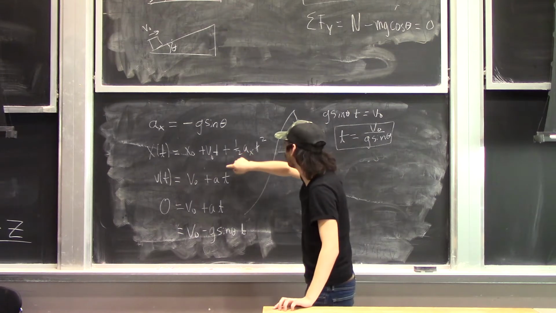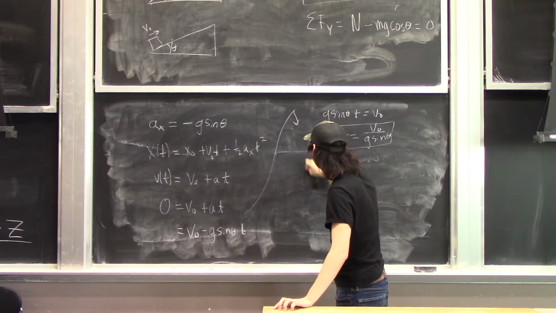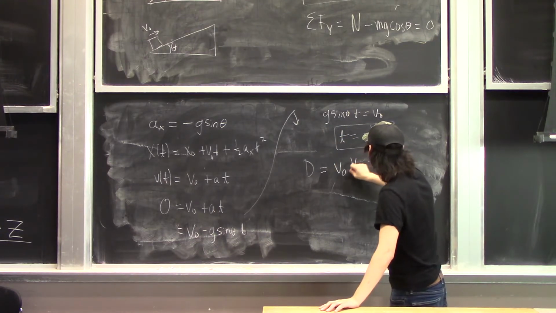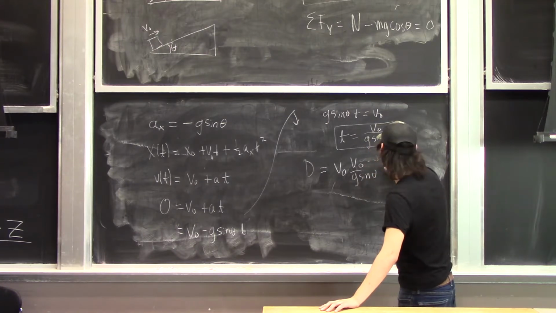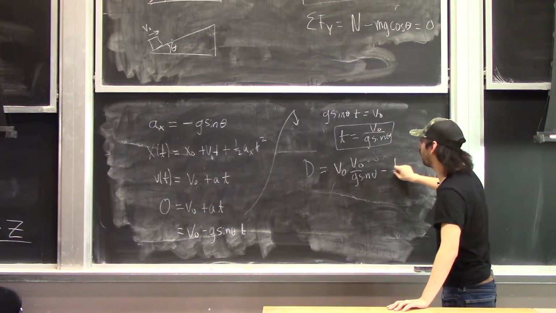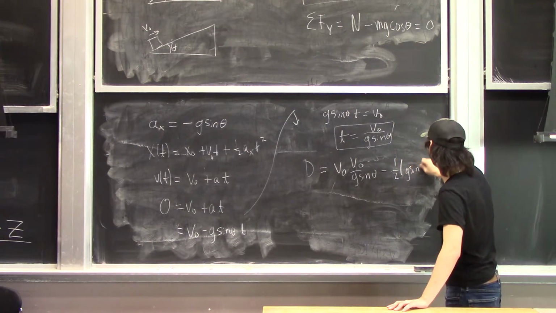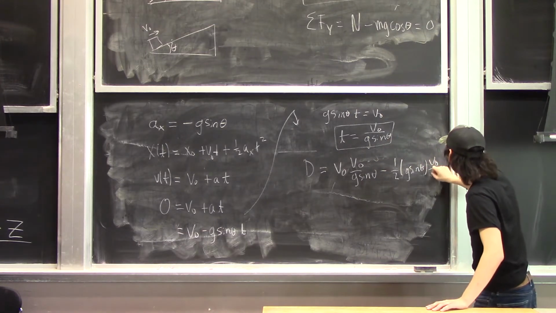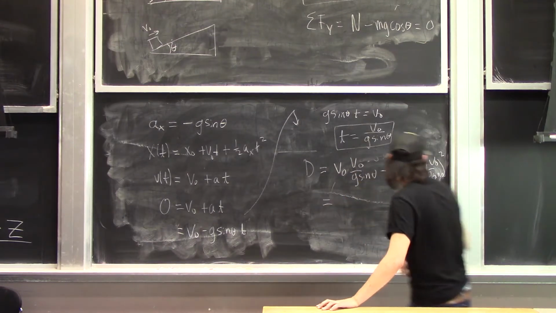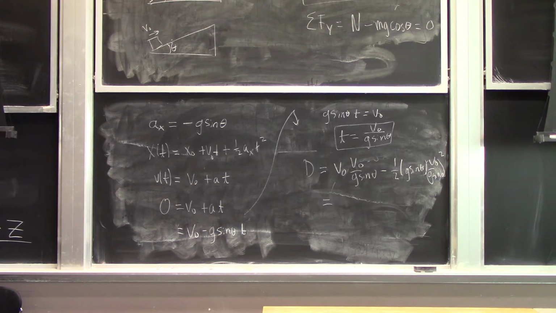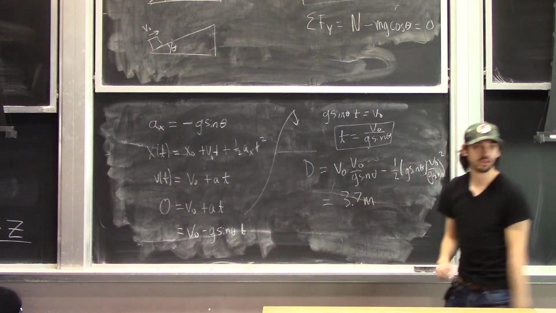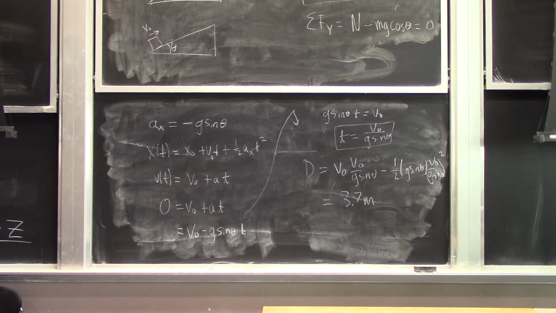I can take that and plug it back into this equation, and that's going to say that this distance d is equal to V0 times this time, which is V0 divided by g sine of theta, plus, or in this case actually minus, because our acceleration is negative, 1/2 times g sine of theta times this same time squared, V0 divided by g sine of theta, quantity squared. And when we do that, we end up finding a distance of 3.7 meters. Okay?